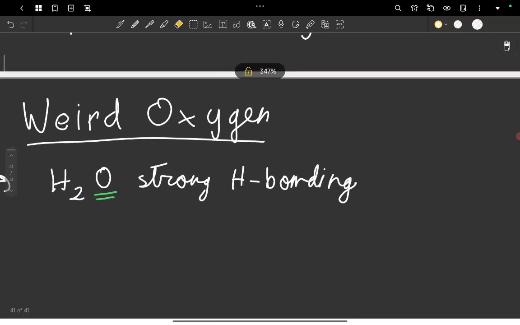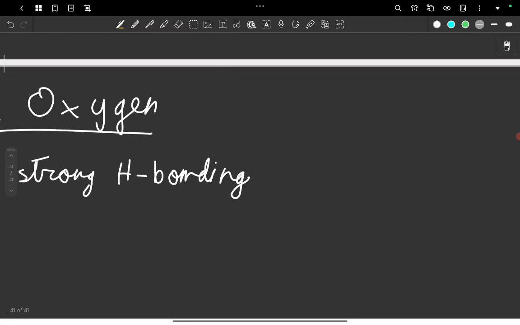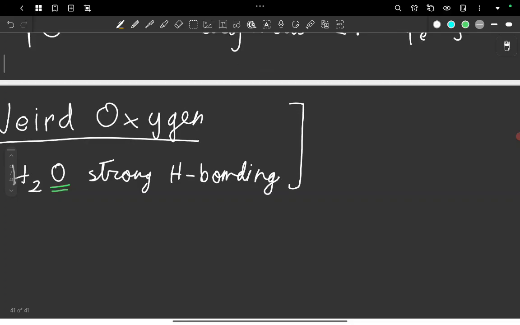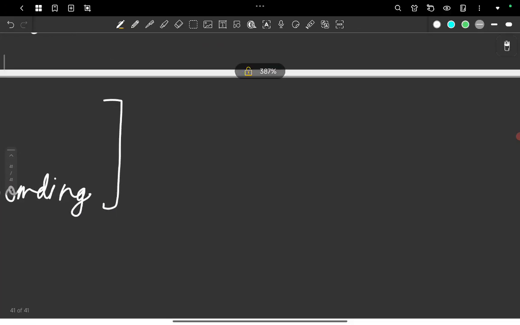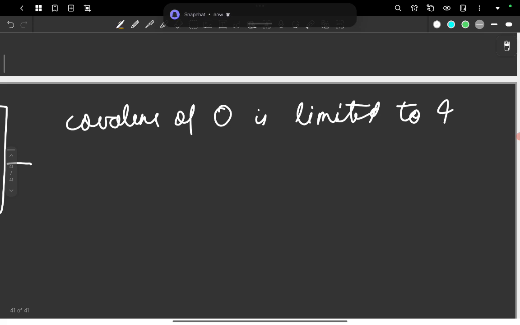And once again, why is this weird oxygen character? I told you it's because of lack of d orbitals and the small size. And one thing that relates with organic chemistry here is that the covalence of oxygen is limited to 4, like the rest of the second period elements, but in practice it rarely exceeds 2.